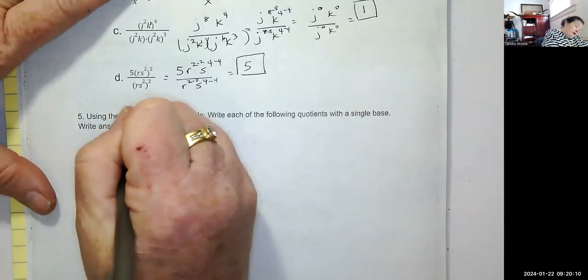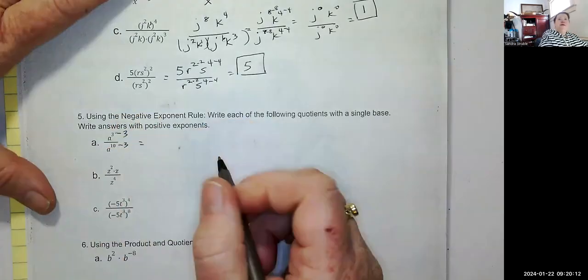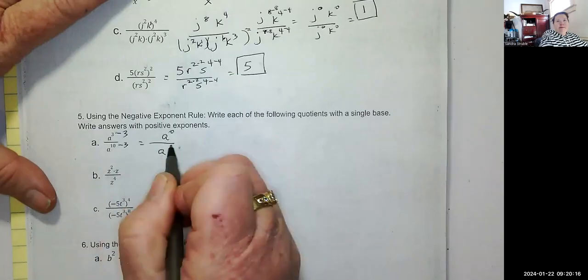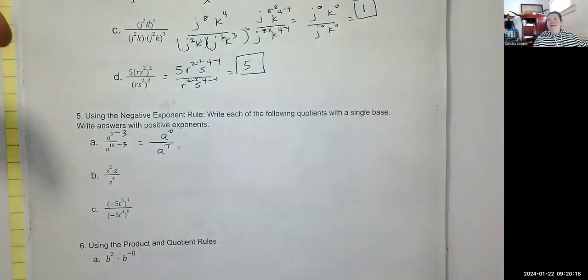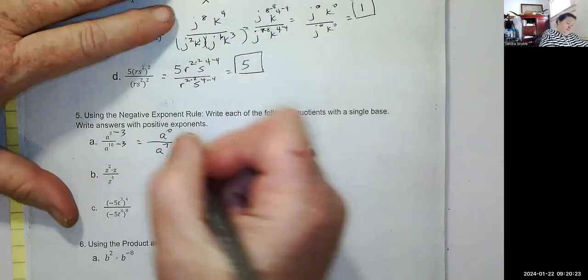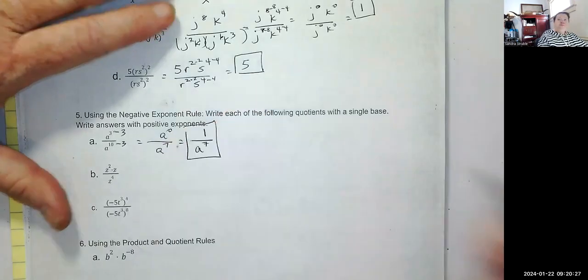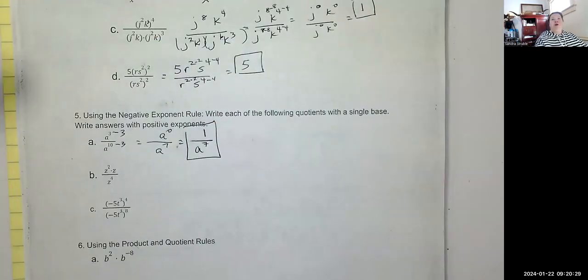So I'm going to subtract 3 from both, and I get a to the 0 over a to the 7th. The a to the 0 doesn't disappear. It's in the numerator now. So it's important. It is 1 over a to the 7th. Positive exponent, golden.